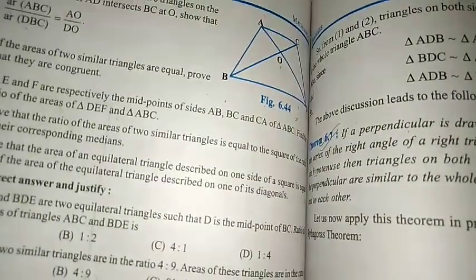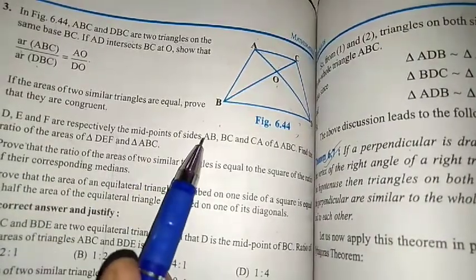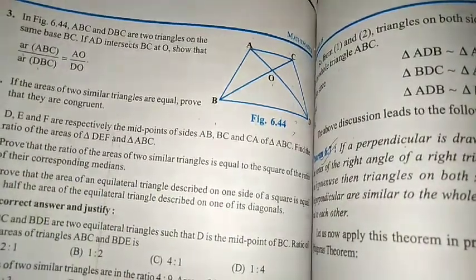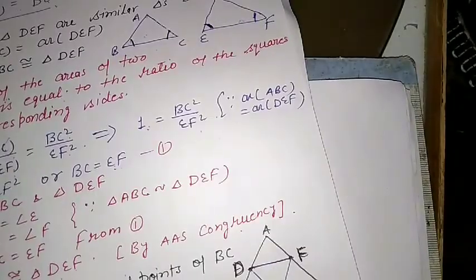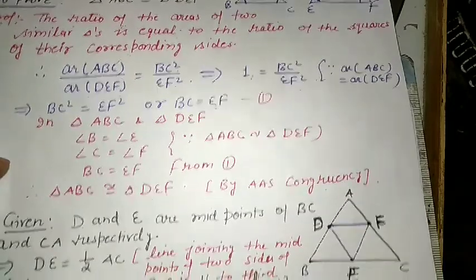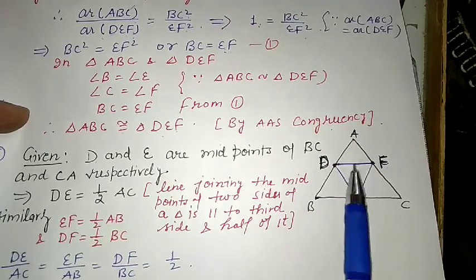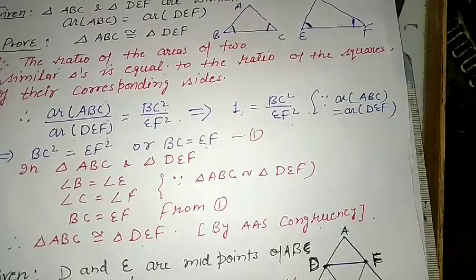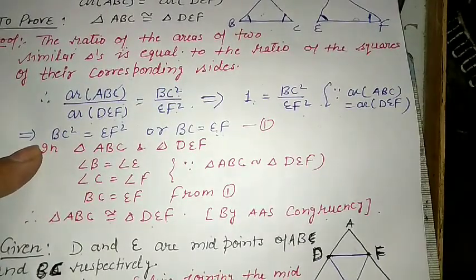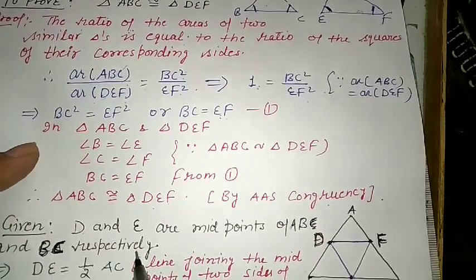This is question number 5. D, E, F are respectively the midpoints of sides AB, BC and CA of a triangle ABC. Find the ratio of the area of triangle DEF and ABC. This is also a very simple question. This is a triangle ABC and these are the respective midpoints. Here it is given D and E are midpoints of side AB. This is side AB. D is the midpoint and E is the midpoint of side BC respectively.